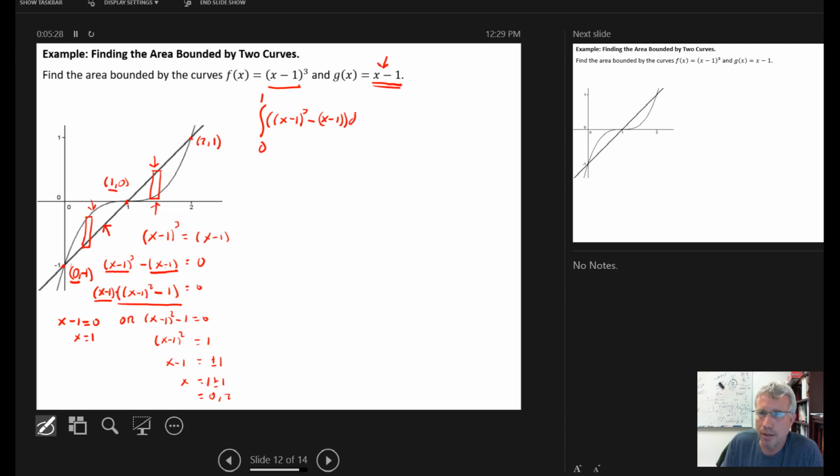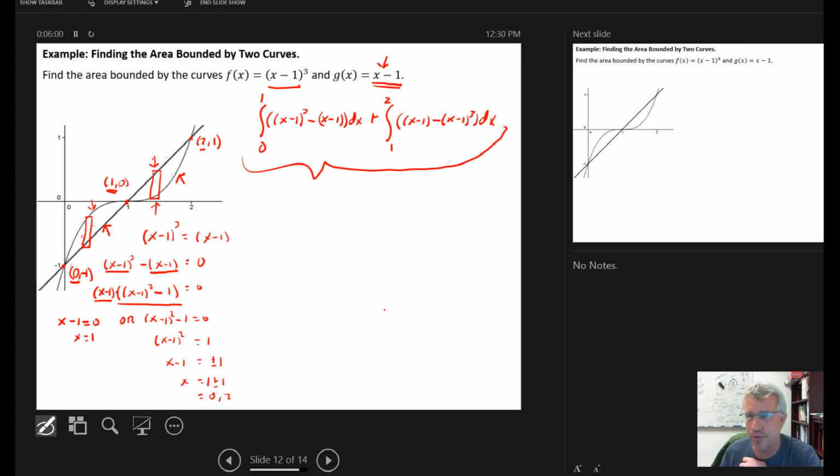And this will be a dx. And then we're going to add to that the area that we get between the two curves here. So plus, and then we're going to run that from 1 to 2 over the x-axis. And the function above now is the linear function, so it's going to be x minus 1, minus the function below, the cubing function, x minus 1 cubed, dx. So there's the integral setup to calculate the sum of those two areas bounded by the curves f of x and g of x.